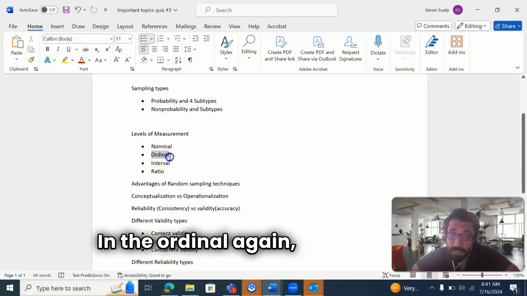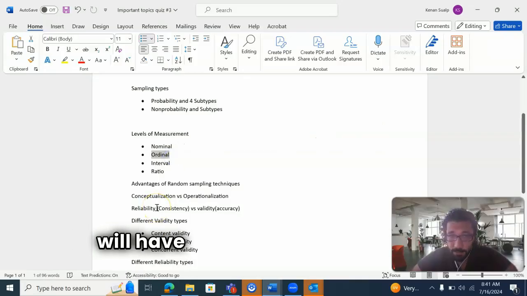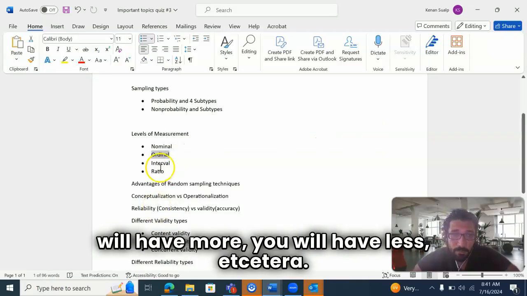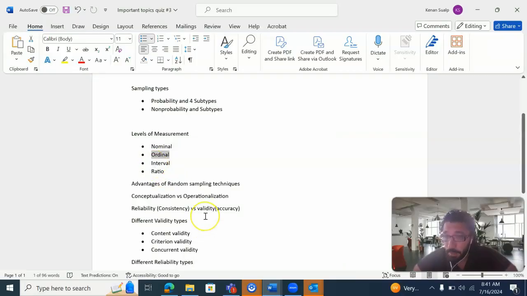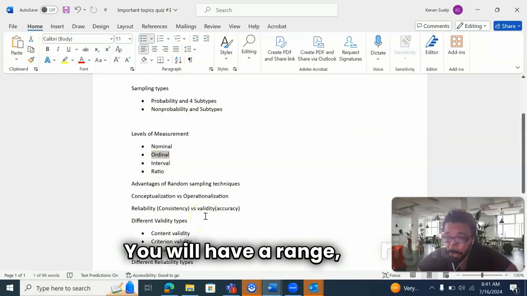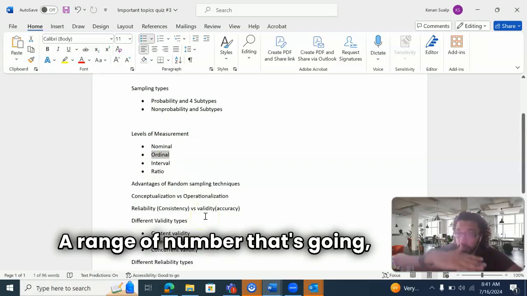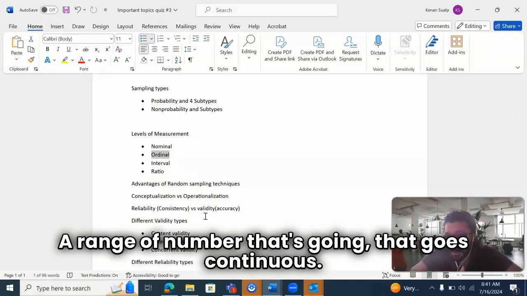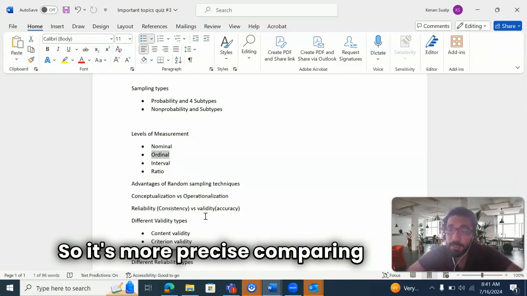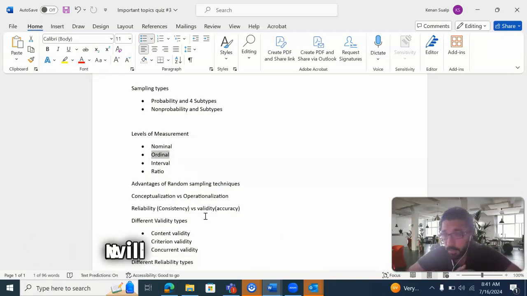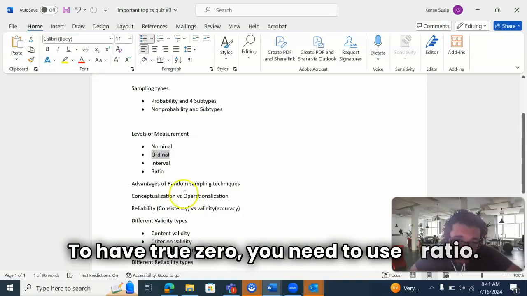In the ordinal, again, you will have rankings, you will have more, you will have less, etc. In the interval, you will have a range, right? A range of numbers that goes continuous. So it's more precise compared to ordinal. It will have more categories, but it will not have true zero. To have true zero, you need to use ratio.